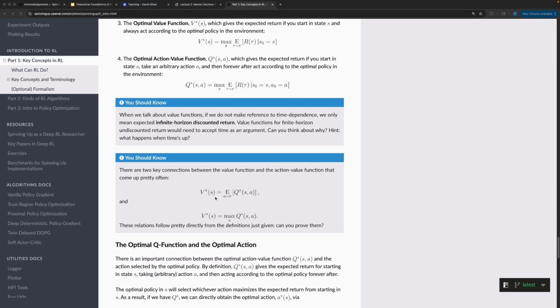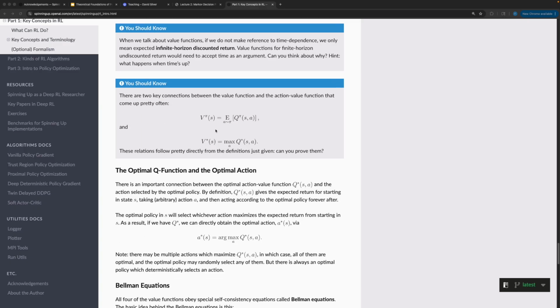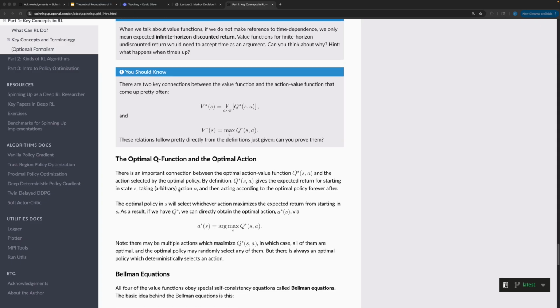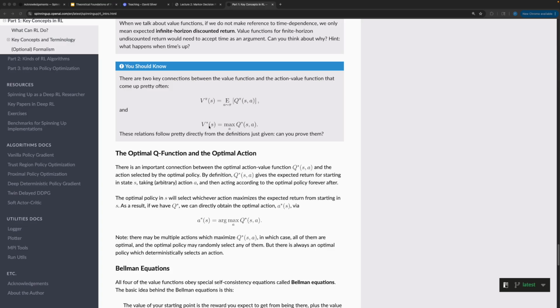So let us look at some relationships between the value function and the q value function. v pi of s is the expected return starting from state s where actions are being sampled from policy pi. It's the same as the expected q pi of s, a, where again the immediate action is being sampled from policy pi, and since q pi of s, a itself is the expected return from state s when you take an action a, that's how this relationship comes about. And v star of s is the value function of the optimal policy.